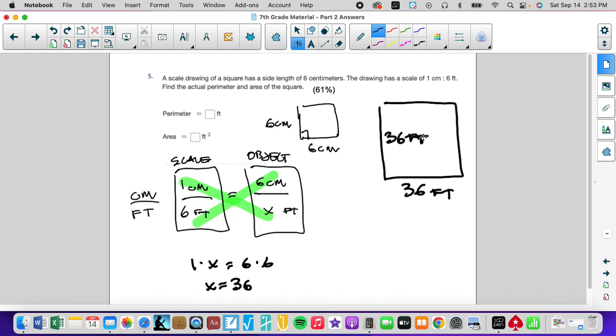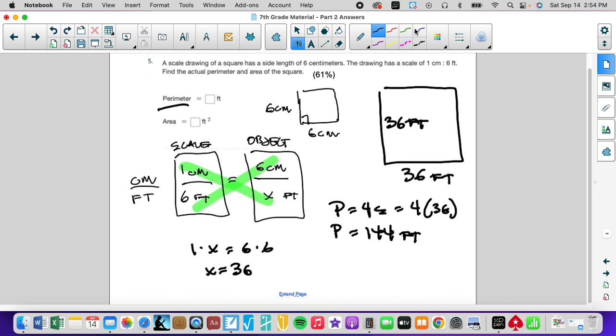And now it says, what's the perimeter? Well, perimeter equals 4s because it's a square, we know all sides are going to be the same. So 4 times 36 feet, which is going to give us 144. So the perimeter is going to equal 144 feet.